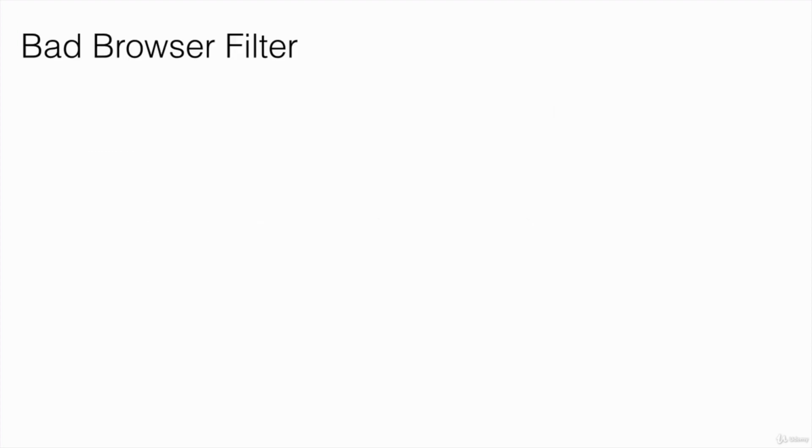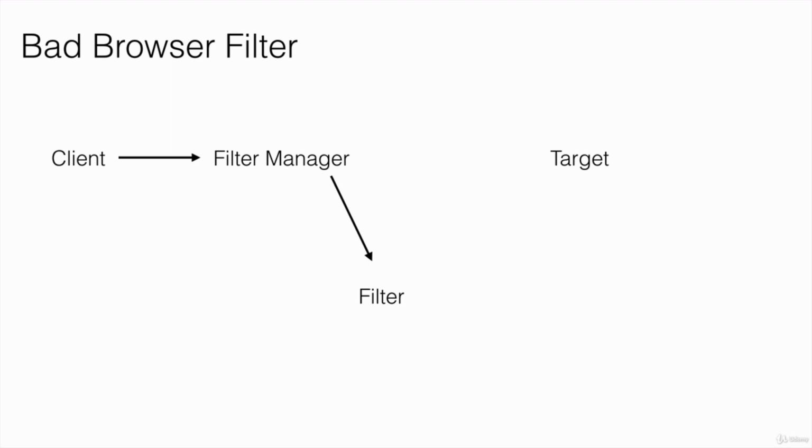A simple example which we will be working on is a bad browser filter. Let's say our application can support only the Chrome web browser, and we want to reject all the requests that come in from other browsers. So when a client request comes in, before it reaches the target, we will write a filter that will verify if the request comes from the Chrome web browser. If it is not Chrome, we will send back a bad browser response. If it comes from a Chrome web browser, then it will go to the target.